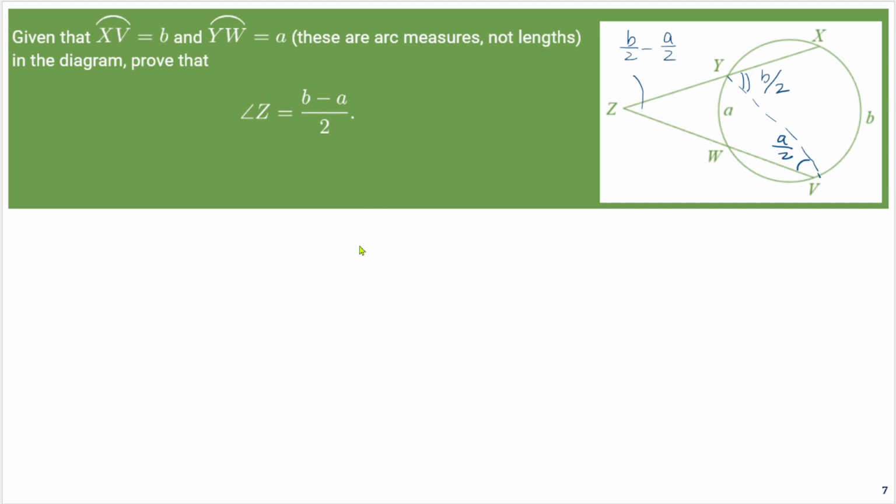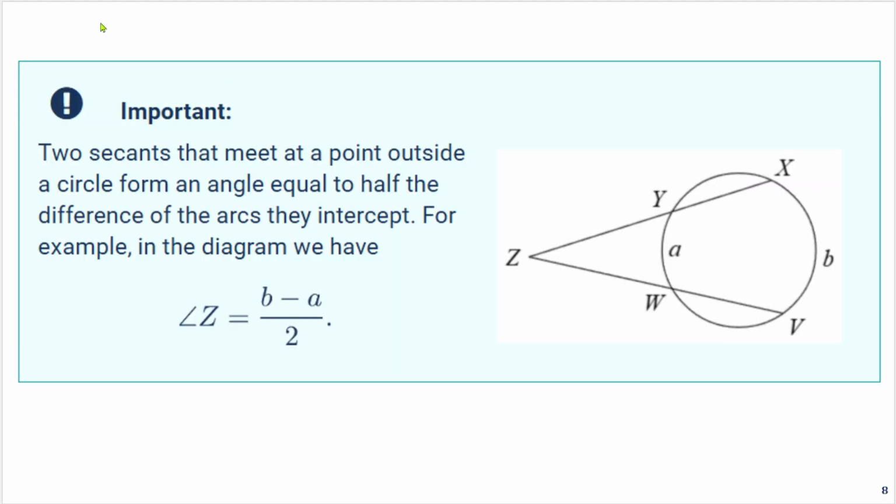Okay, so again, this brings us another important feature. If we have two secants that meet at a point outside the circle, they form an angle equal to half the difference of the arcs they intercept, for example, in the diagram on the right, then we have angle Z equals (B minus A) over 2. Okay, please write this down in a notebook. And again, next we'll use what we have learned so far to solve some example questions, okay?